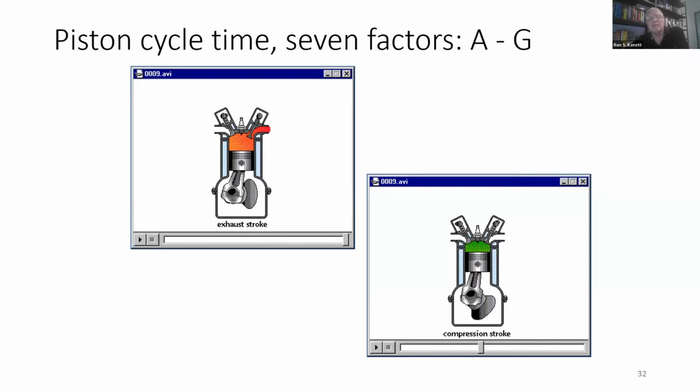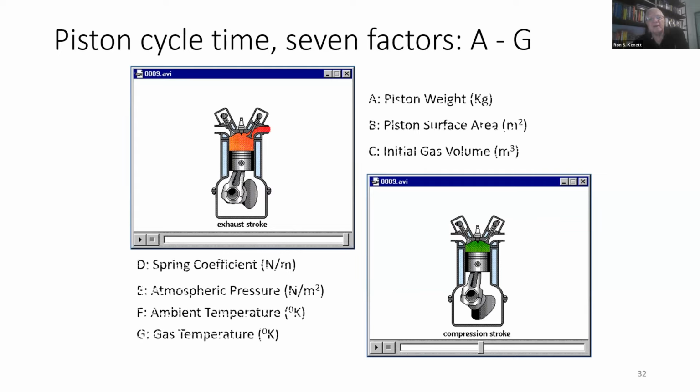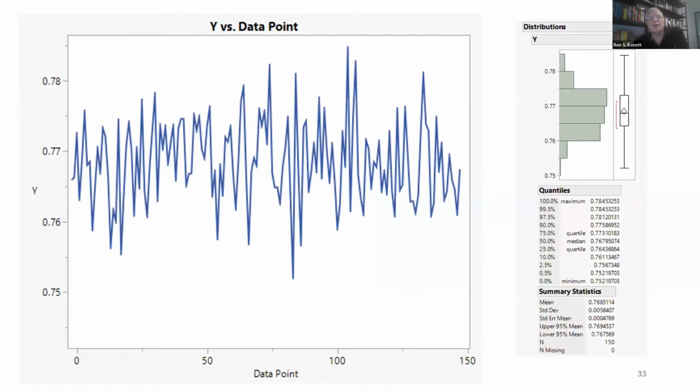So we are tracking the performance of this piston, the cycle time. How long it takes for 1 revolution is the cycle time. We have 7 factors. And if you run the piston at the operating conditions, which are the standard operating conditions, we are going to observe variability in the cycle time. There is uncertainty behind this piston. There's a simulator that introduces uncertainty in the inputs. And you can see that the range of cycle time is between 0.755 to 0.78. And that's what happens under normal operating conditions.